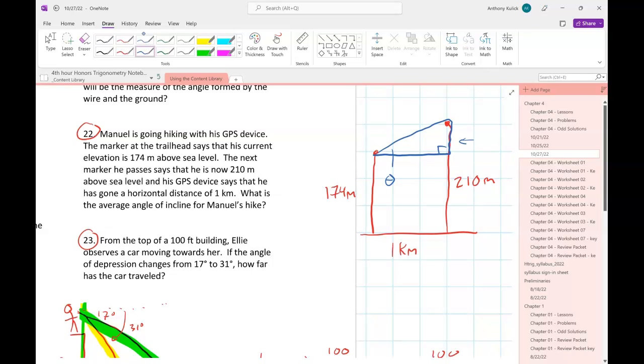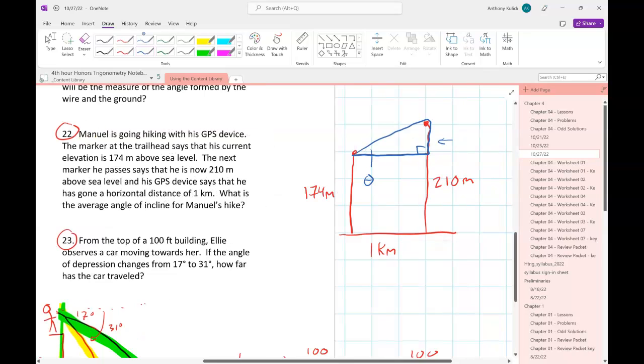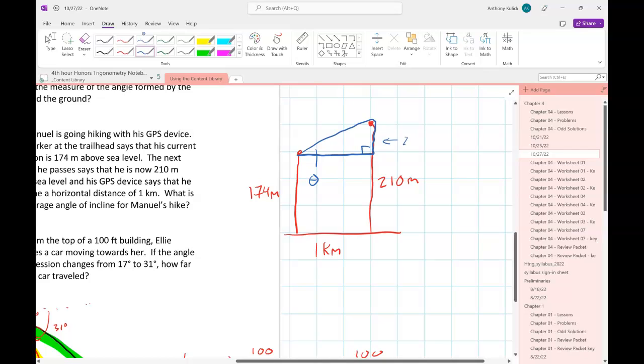Gotta be the one with the arrow next to it. Excellent. So 36 meters, right? What is the base of that triangle gotta be? Not 1 kilometer, but am I going to write it as 1 kilometer? I'm going to write it as 1,000 meters. Why do I need to do that? Yeah, because the other unit is in meters. Got to have matching units. Either they both have to be kilometers, they both have to be meters.